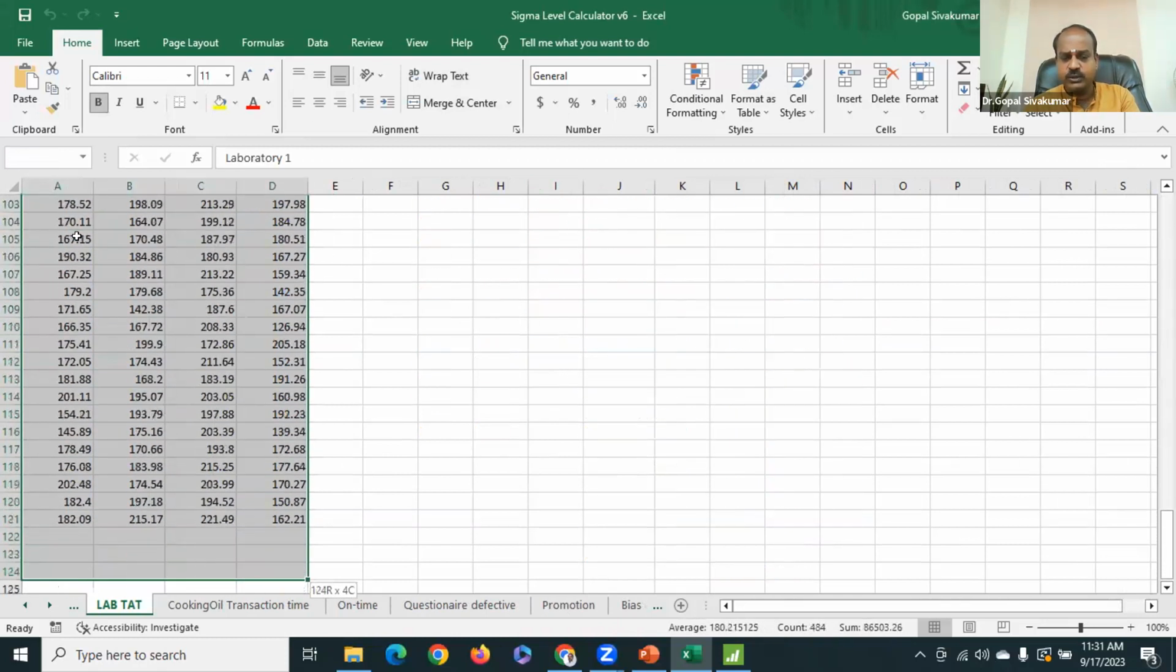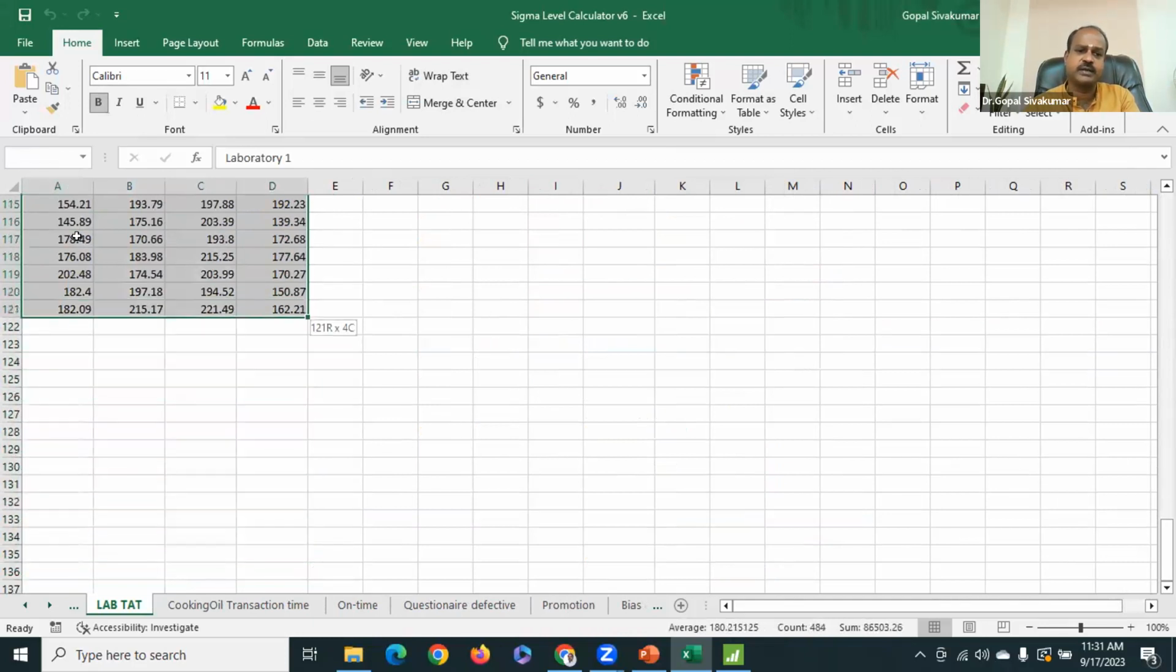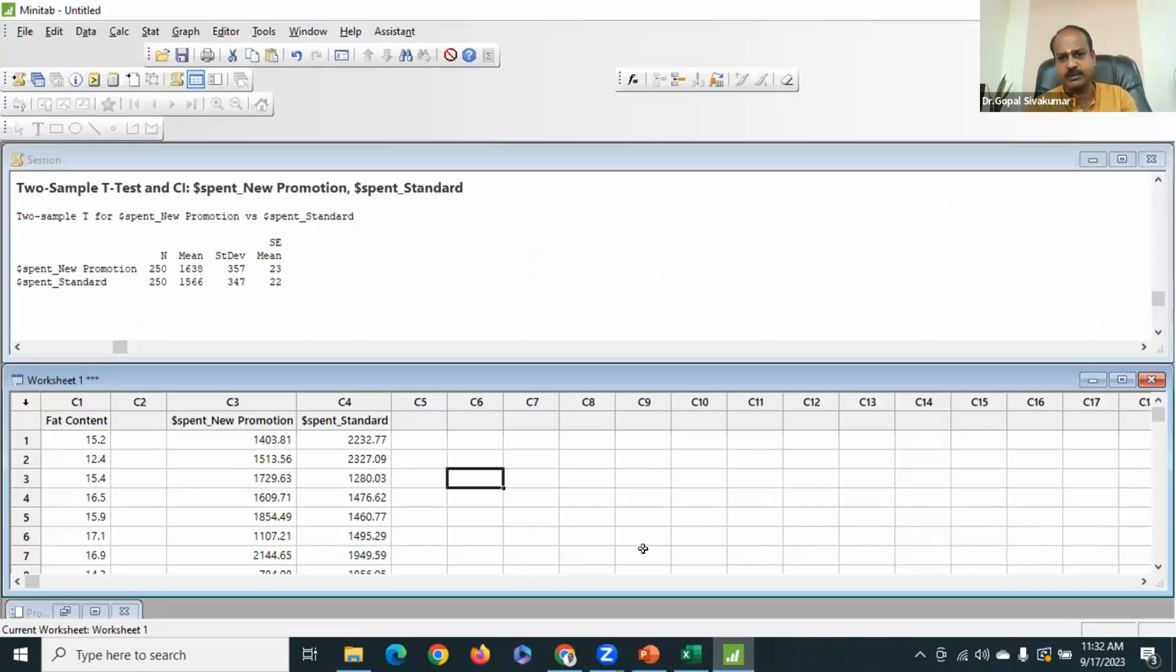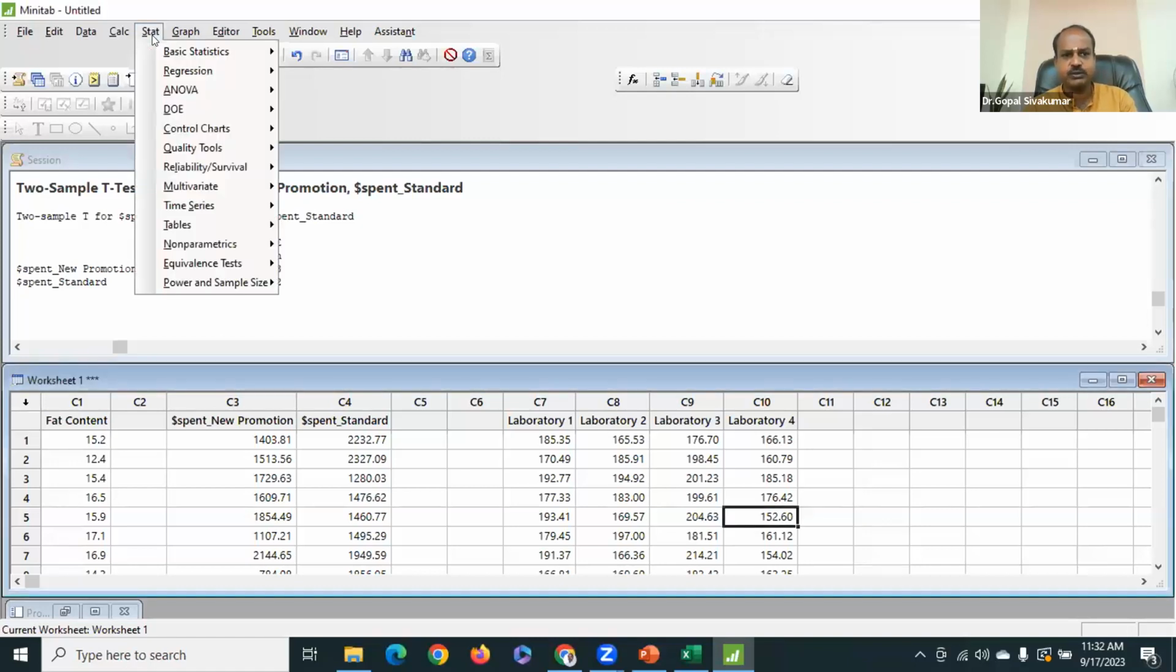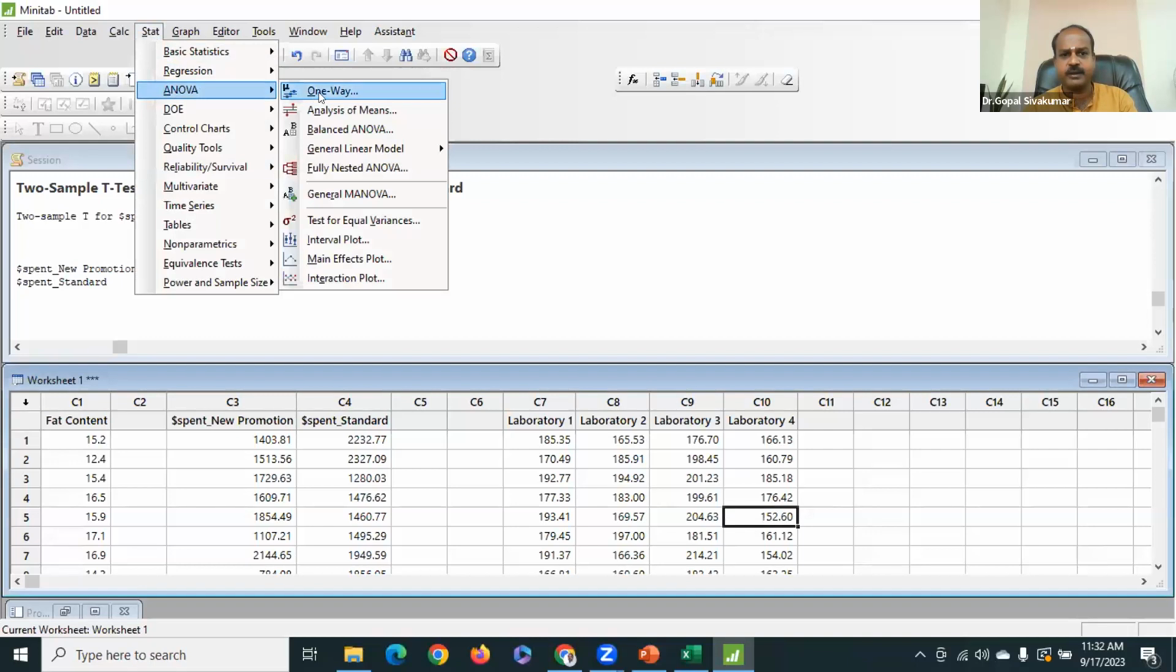You can do it with Excel also, like how RK has explained with the data analysis pack. Or you can take it to Minitab. Now I am taking it to Minitab, because here the clicks are minimal and then you get the result in the required format. All right. So go to Stat, go to ANOVA. Can you see one-way ANOVA?